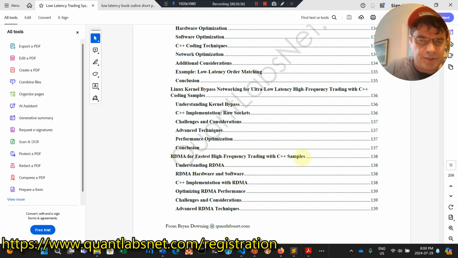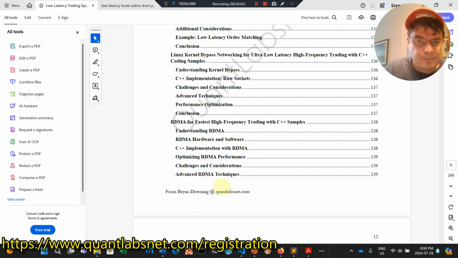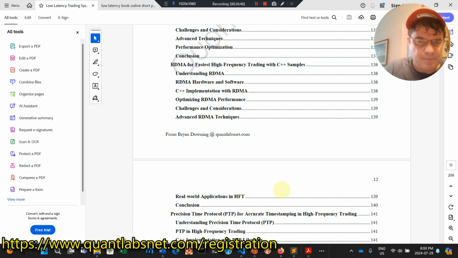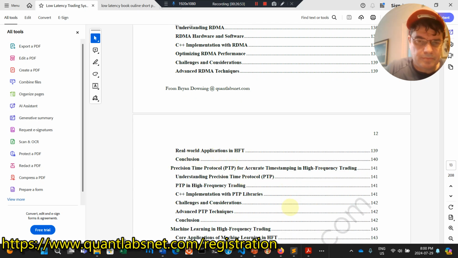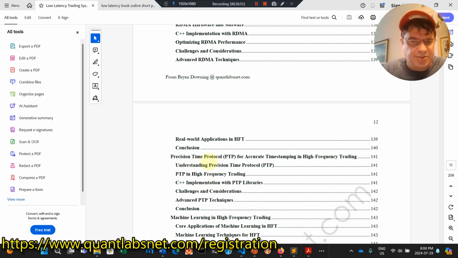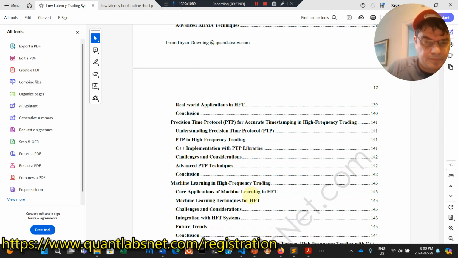RDMA for the fastest high frequency trading with C++ examples: RDMA hardware and software, C++ implementation with it, optimizing, and challenges and considerations. And there are obviously advanced techniques on that, and real world applications in HFT. Another one I've never heard of as well, precision time protocol, accurate time stamping in high frequency. So we understand that, how it's working in HFT, implementing the PTP libraries, challenges and considerations.